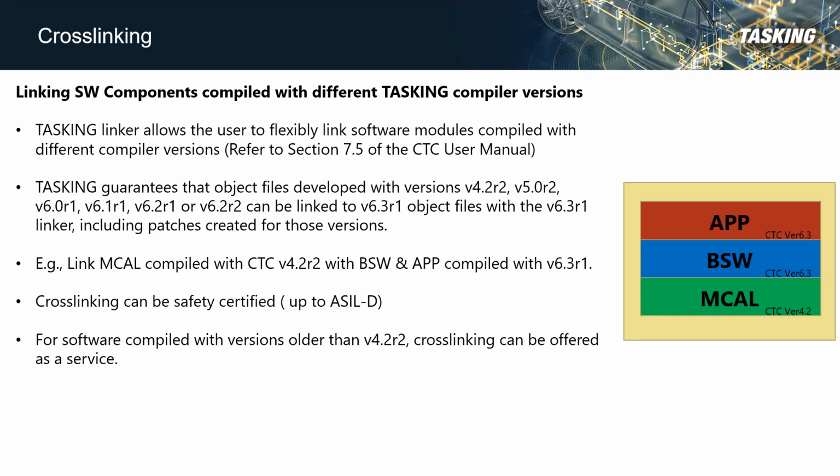So this way, you can make use of the cross-linking feature, where we are allowing all our customers to make use of the latest compiler release so that they can combine their software with other party software which is compiled with the older version of the compiler. So tier one was again really happy with this particular feature.